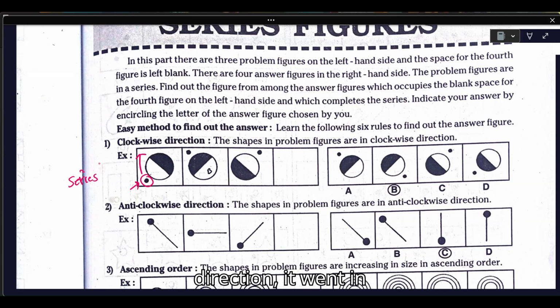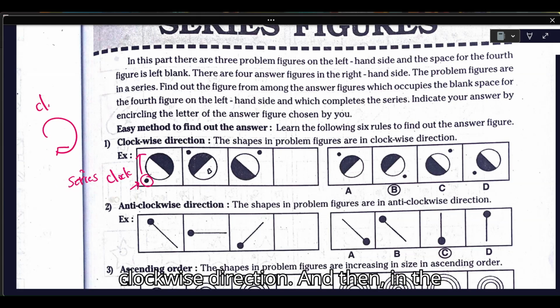It went in clockwise direction, right? A clock moves from here like this, so this is clockwise direction. And then in the third figure, it has gone to this end, right? So this is also clockwise direction. And if the dot is here, then in the next figure, where will it go? It will go down again, right? So this dot should be here.